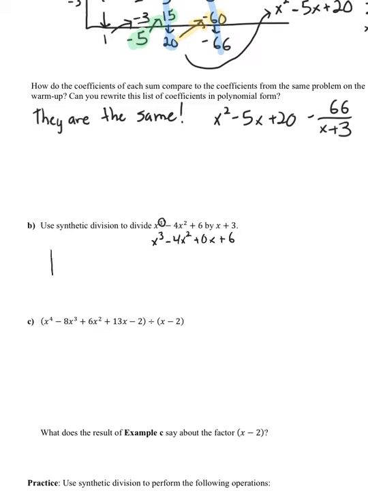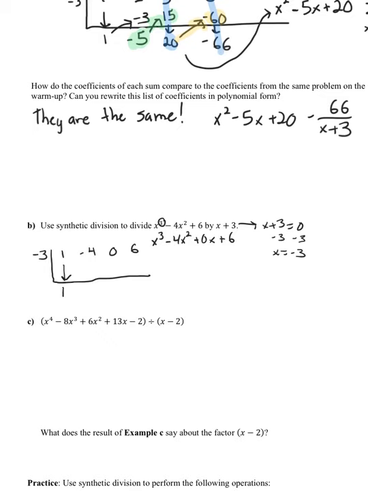And now if I'm setting up my division bar, I say 1, negative 4, 0, and 6. And then I have this x plus 3 equals 0. In order to use synthetic division, I have to solve for x, and that's the negative 3 that goes out here. Okay.